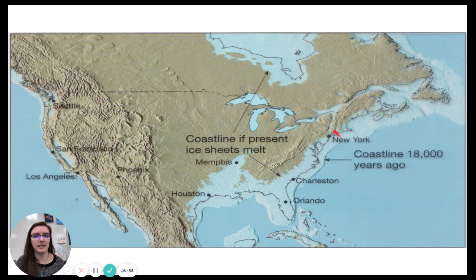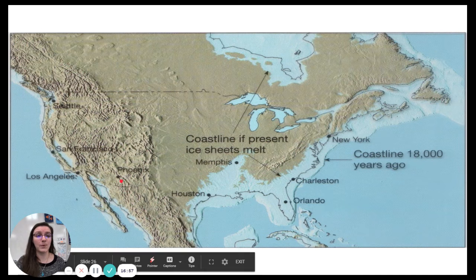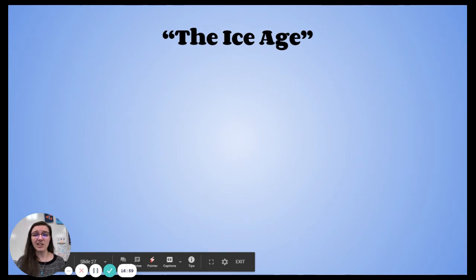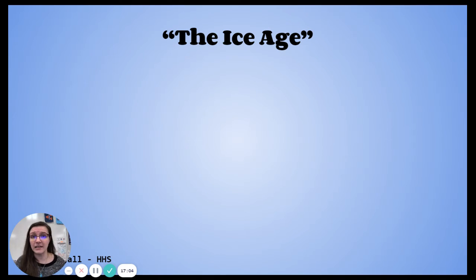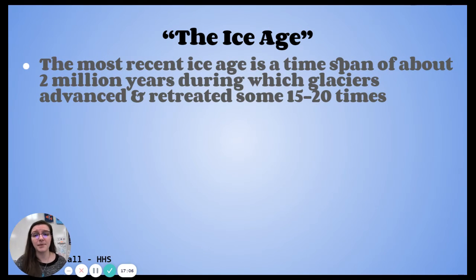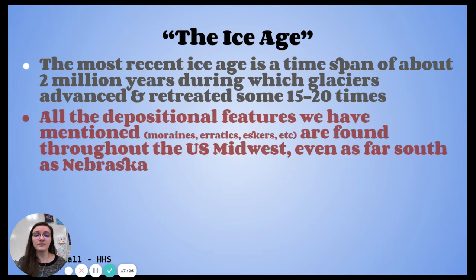If all of the ice in Antarctica melted, where would we be? So I said all of this happened during an ice age. This is the ice age that the ice age movies take place during. It is the most recent ice age that covered about 2 million years, and glaciers advanced and retreated like 15 to 20 times. So again, it was very cyclic. Sometimes they're moving forward because there's new snow, and sometimes they are retreating because snow is melting.